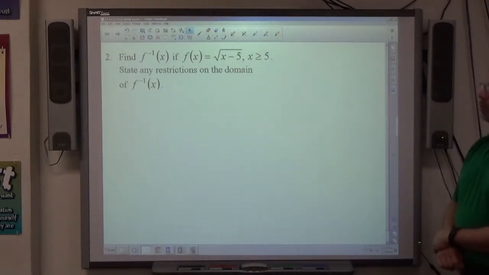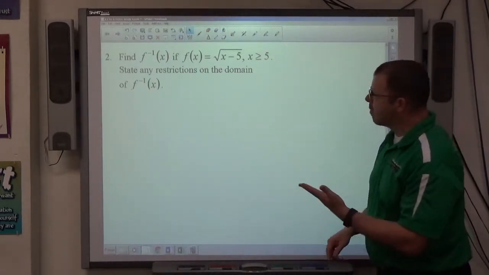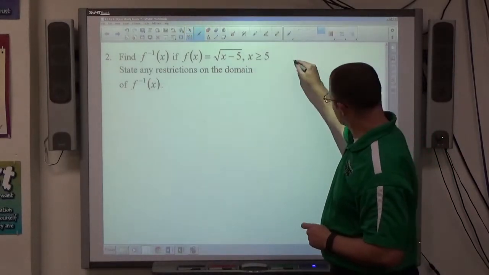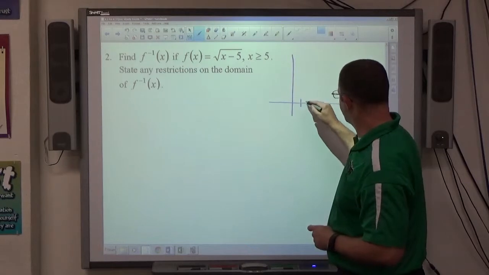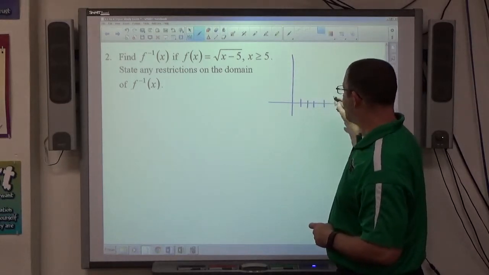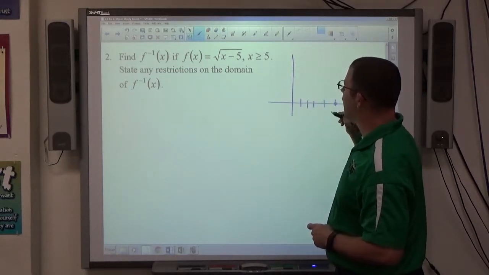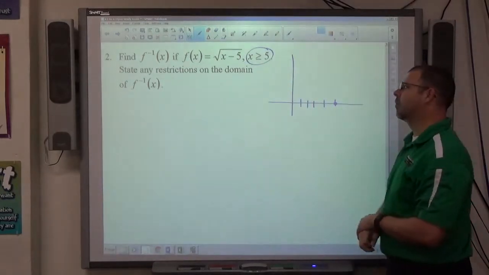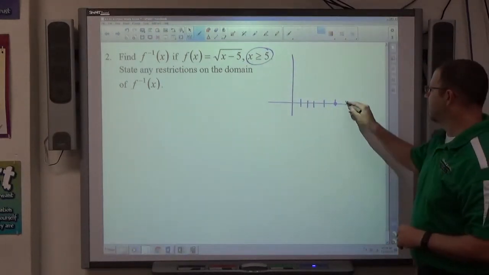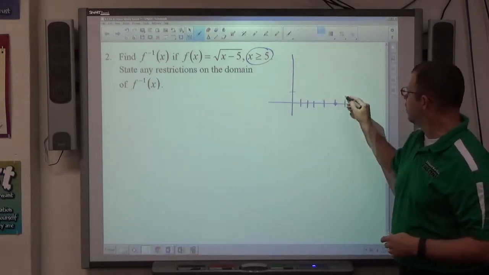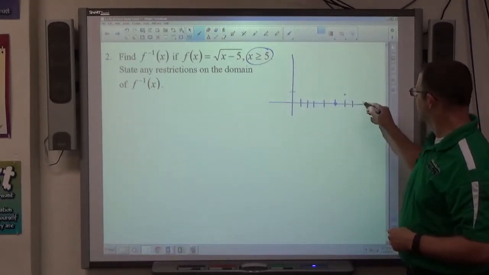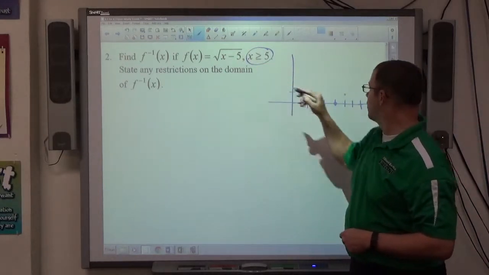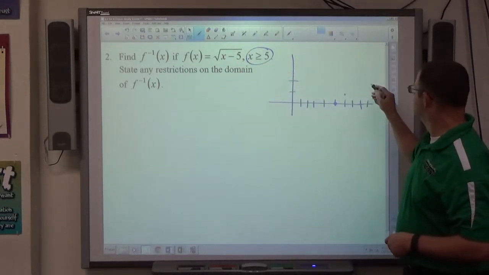Number 2, same type of problem. This time we're going to deal with a radical function. Imagine that we have the square root of x minus 5. So 5 comma 0 is a point. And then if we get x bigger, because x is larger than or equal to 5, is what that says. So if x is 6, 6 minus 5 is 1, the square root of 1 is 1. And if I did 9 minus 5 is 4, the square root of 4 is 2.